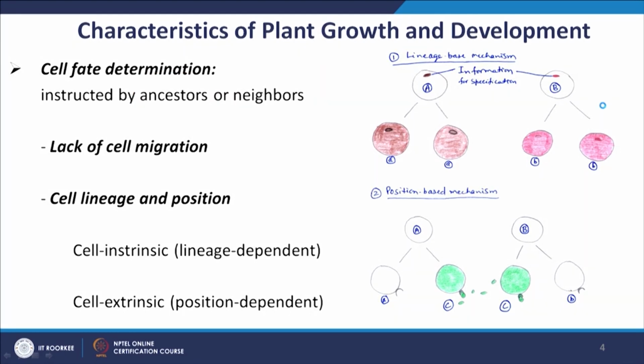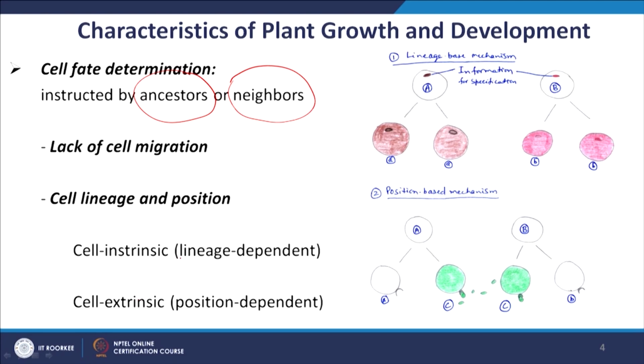During animal development, cell migration plays a very important role, whereas in case of plants, due to the presence of a very rigid, very tightly glued cell wall, the plant lacks cell migration, which means that the neighboring cell in plant development is going to play a very crucial and important role. So, if you look at the information which helps a cell to take its proper fate, it can be either cell intrinsic or cell extrinsic.